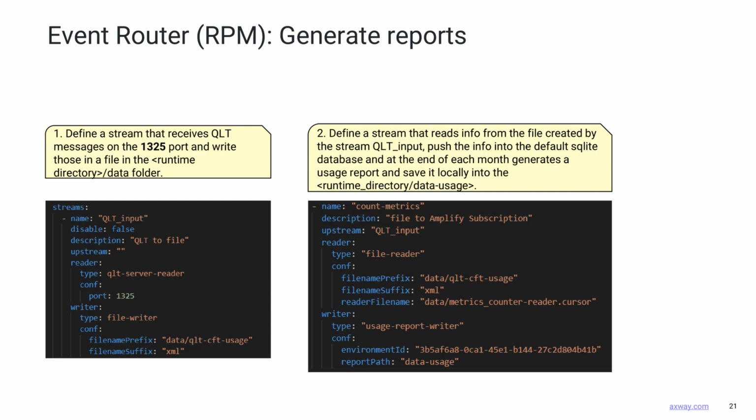Here is a sample when the usage report is generated locally. We have the stream that receives QLT messages from TransferCFT on the 1325 port and writes those in a file in the runtime directory. And the new stream that reads info from the first stream pushes the info into the default SQLite database and with a default frequency of 1 day generates a usage report in the path defined in the report path parameter.